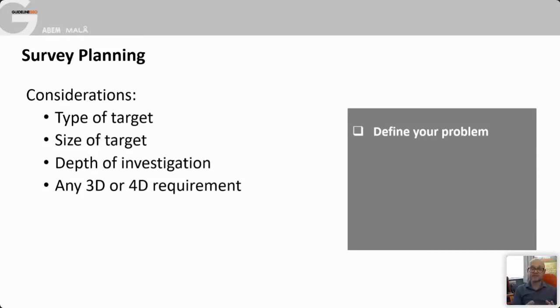So in terms of type of target, the first thing you need to consider is it going to be visible to the resistivity system? So all geophysics relies very heavily upon you requiring some kind of contrast between the target you're looking at and what it's buried in. And that contrast, if it's not there, then it doesn't matter what we do with the system, it's not going to be able to see it. So we need, in this instance, a contrast in the electrical properties.